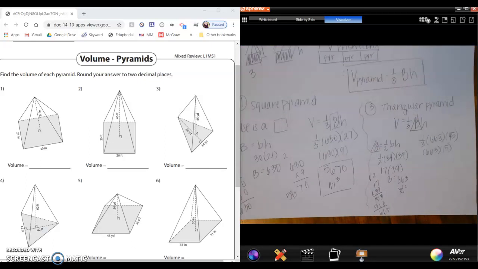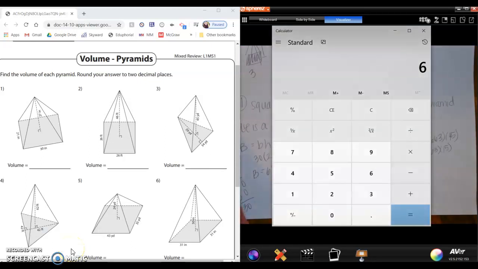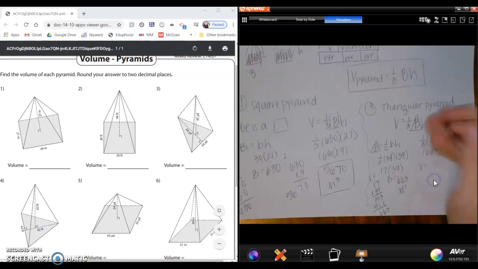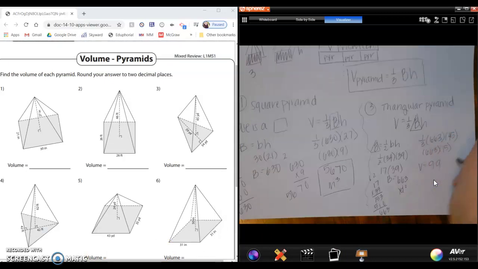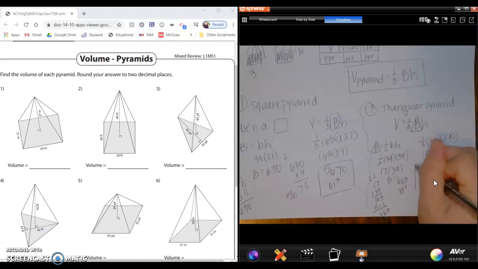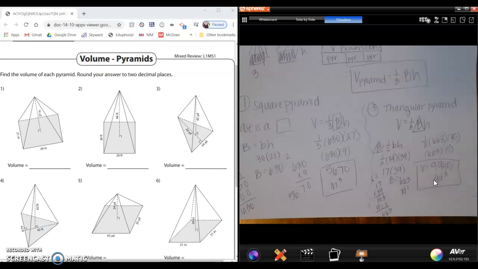All right, we're going to take out the calculator, and it's 663 multiplied by 15. That gives us a volume of 9,945. And that's going to be yards cubed because it is volume, this three-dimensional measure.